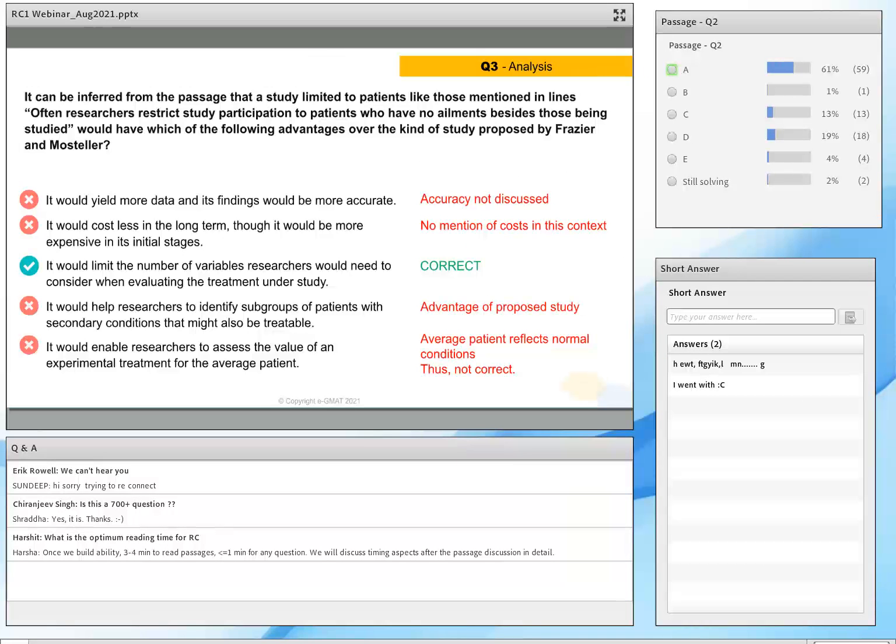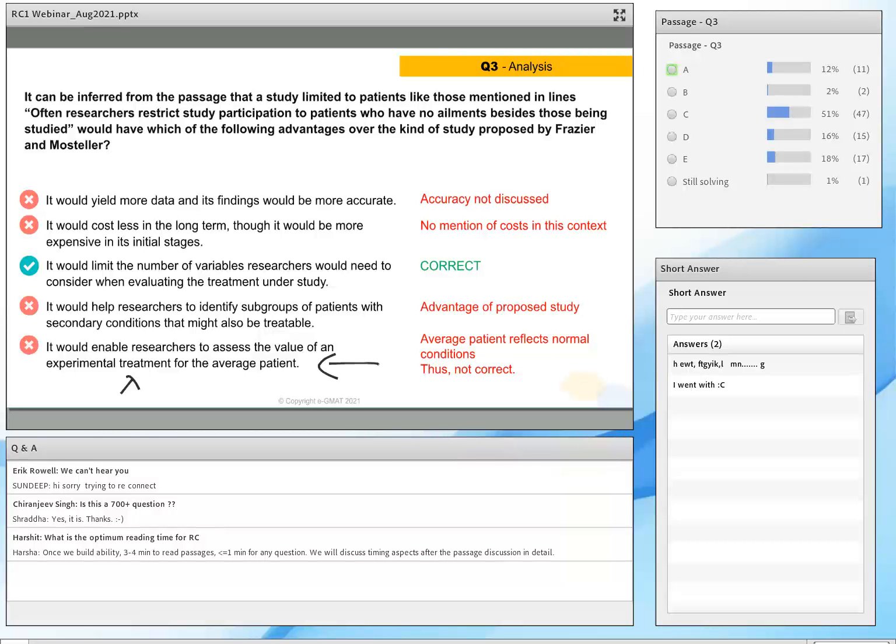And with this, you guys did very well with this question as well. So here, broadcasting the result, the majority of the class was with the correct answer choice, 51%. But I would quickly like to touch upon choice E, which was the second best answer choice. It would enable researchers to assess the value of an experimental treatment for the average person or average patient.